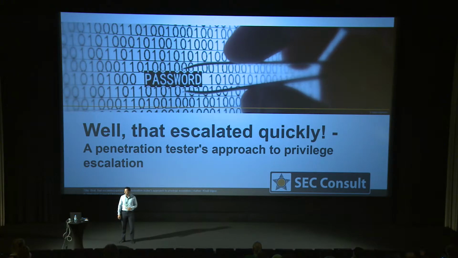Well, that escalated quickly: a penetration tester's approach to privilege escalations. But before diving into the topic, I would like to ask you some questions, and I would ask you to raise your hand if you think the answer is yes.